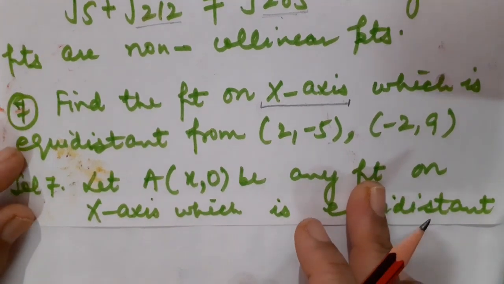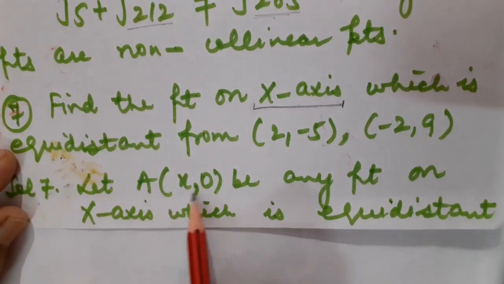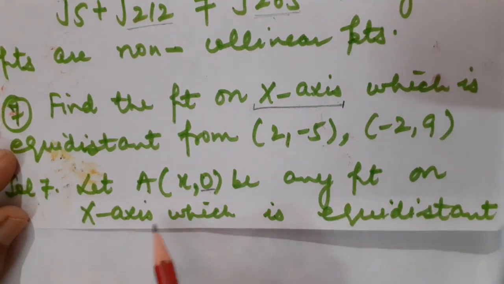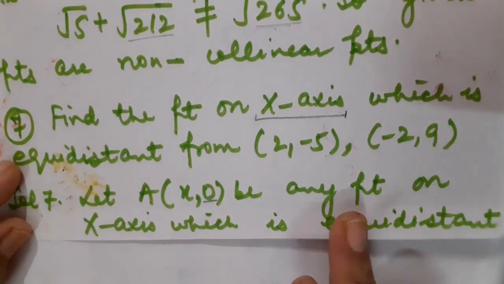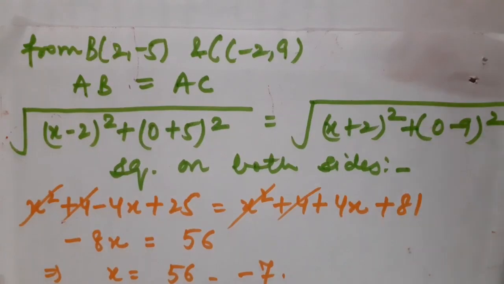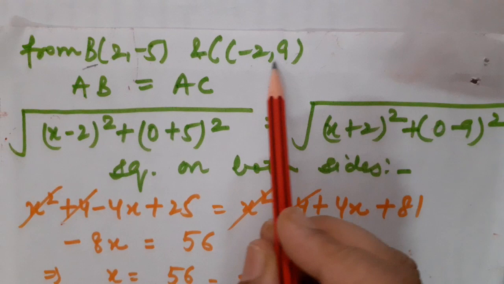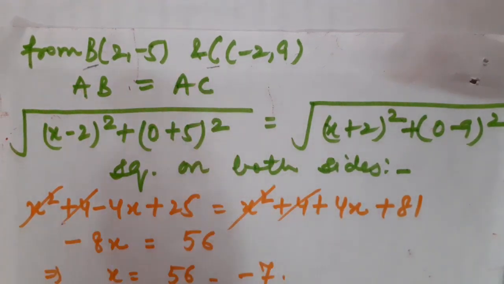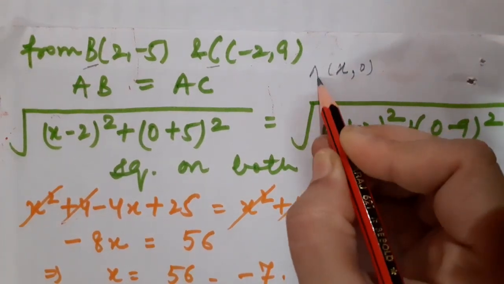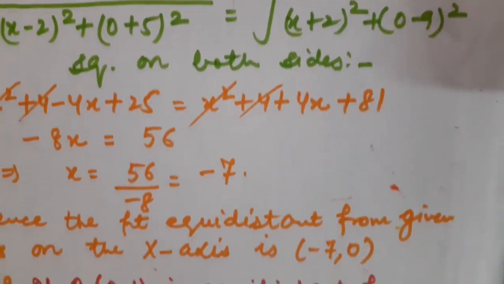As it is said that the point lies on x-axis, so definitely our assumption will be in the same manner. So let point A be x comma 0, because on x-axis you have to take the y coordinate as 0, be any point on x-axis which is equidistant from 2 comma minus 5 and minus 2 comma 9. Here I have given the name to 2 comma minus 5 as B and minus 2 comma 9 as C. Fine student. As it is said that that very point, means x comma 0, point A, is at the equidistance from which two coordinates? B and C.